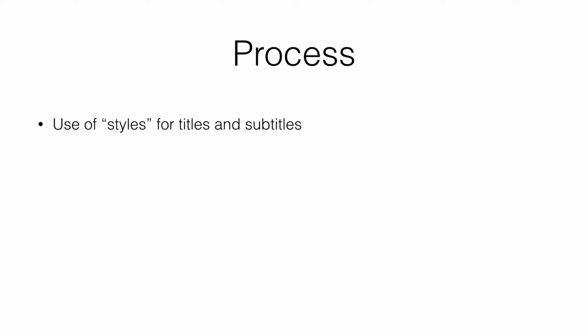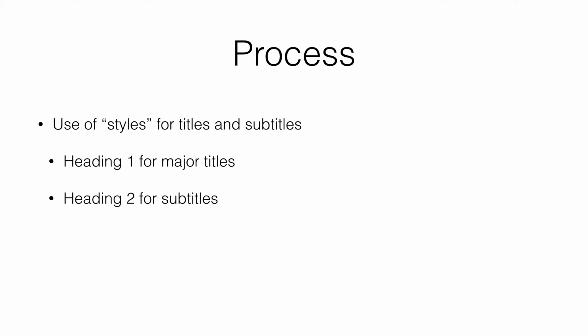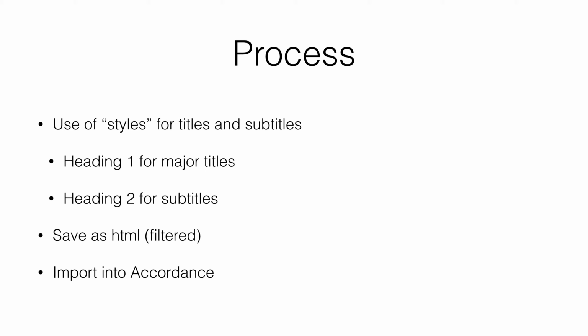Before you import, the last thing you need to do is to use styles for the titles and subtitles. In order to do this, you use the style Heading 1 for major titles and Heading 2 for subtitles. And once you've got that done, then you can export and save as HTML filtered. If you say, well, I'm using Word 2011 and it does not have that, you simply save as a web page. But if you have Word 2016 or Word 365, save as a web page HTML filtered. And now you're ready to import it into Accordance.